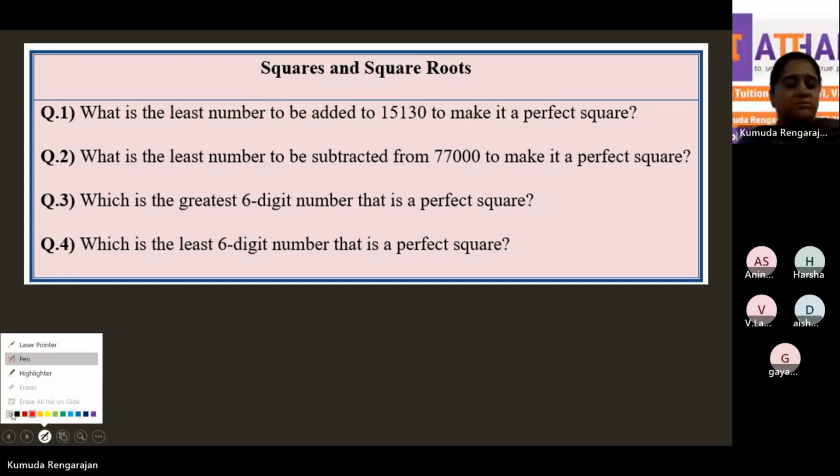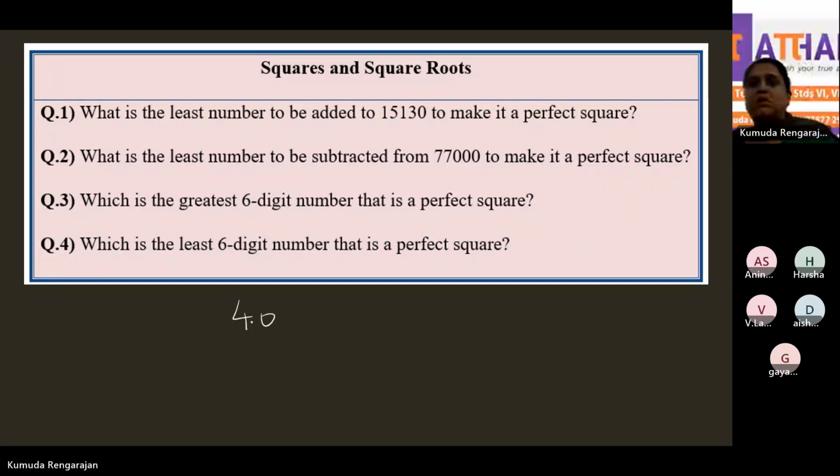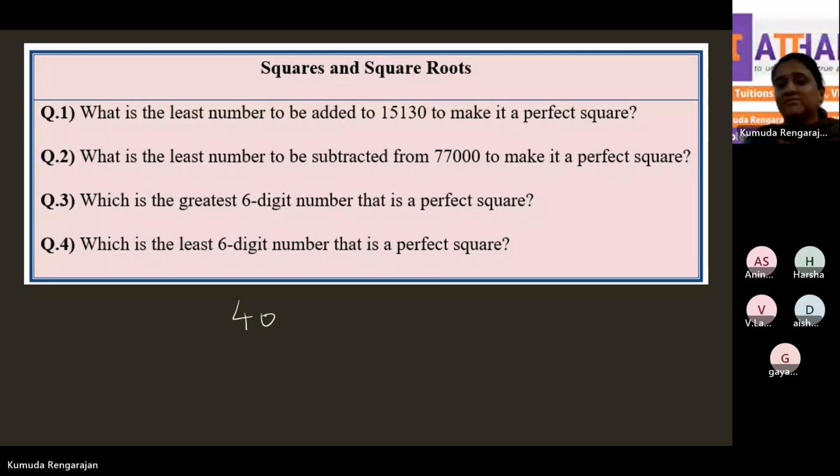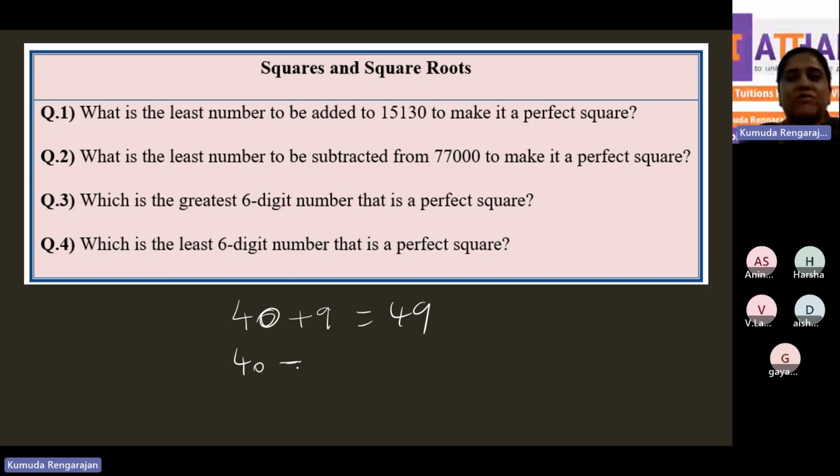Now consider the number 40. 40 is not a perfect square. You can guess, you don't have to work it out. What is the smallest number that is to be added to 40 to make it a perfect square? 9. 9 is the smallest number. What is the smallest number that is to be removed from 40 to make it a perfect square? 4. What is the smallest number by which it should be multiplied to make it a perfect square?